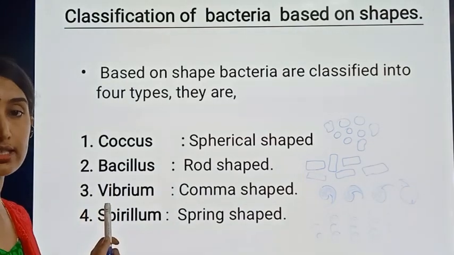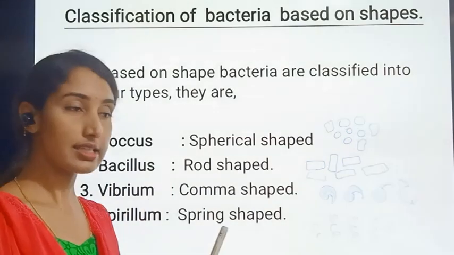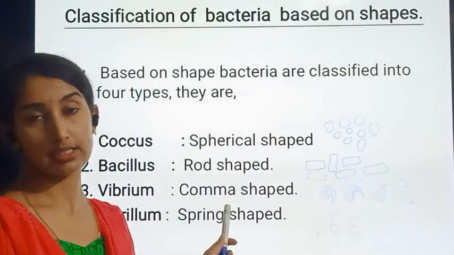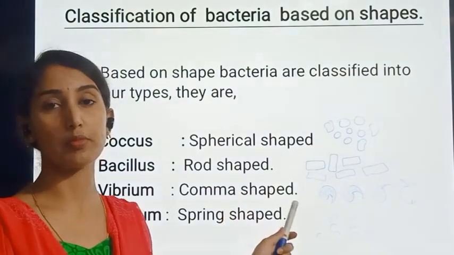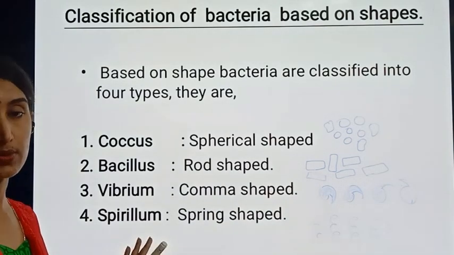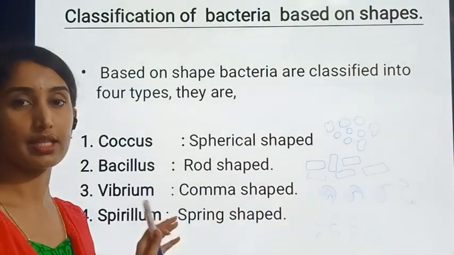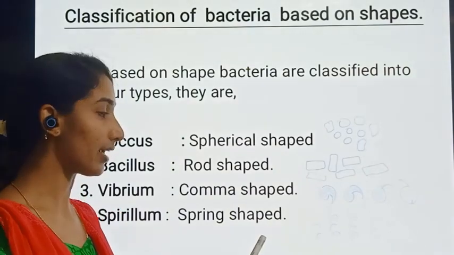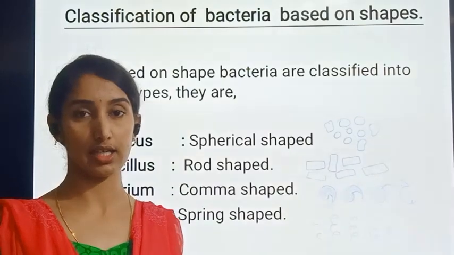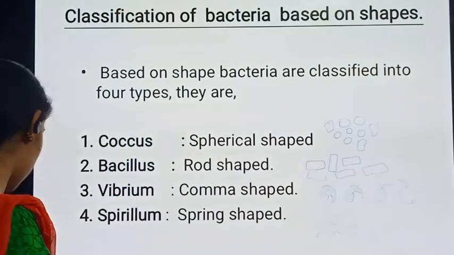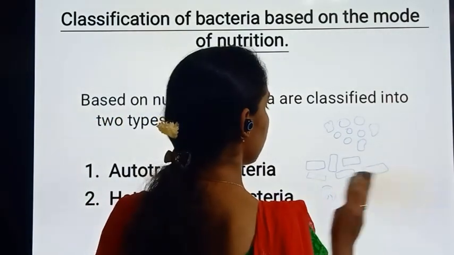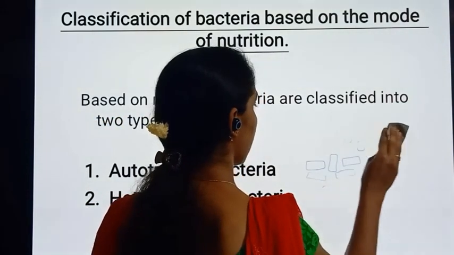The third one is Vibrio, that is the bacteria which are comma in shape are called Vibrio. The fourth and last one is Spirillum. The bacteria which are spiral in nature or have a spring-like structure are called Spirillum. This is how we differentiate bacteria based on their shapes.